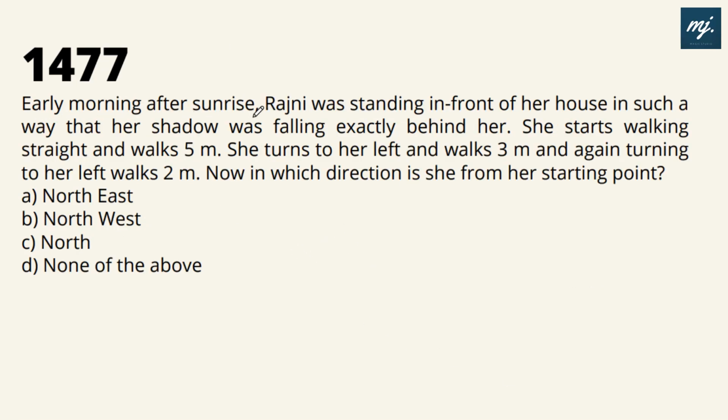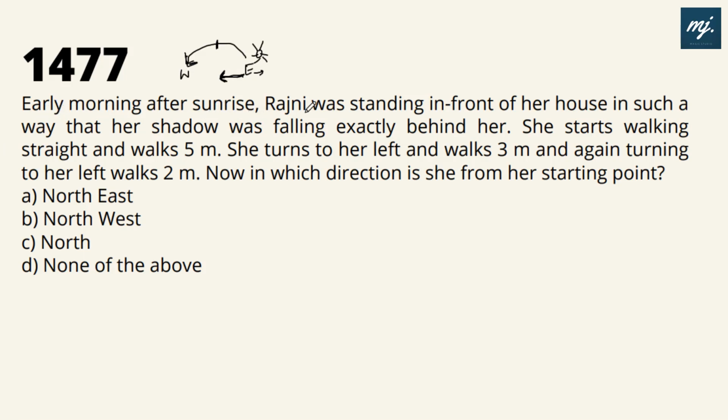Early morning after sunrise. Okay, we know this. The sun rises in the east and sets in the west. So when the sun rises in the east, our shadow would be towards the west. That means if you are watching the sun, your shadow should be towards your back. At 12 noon there is no shadow, and then as the sun starts setting in the west, the shadow again moves towards east. Now the shadow is towards west. Let's see what is the gimmick with shadow in this question.